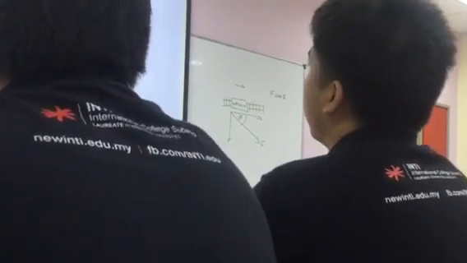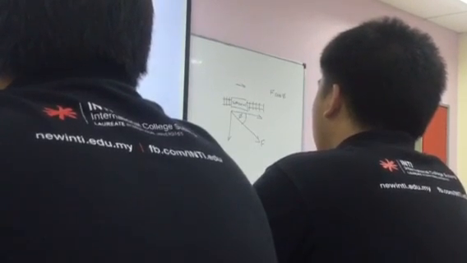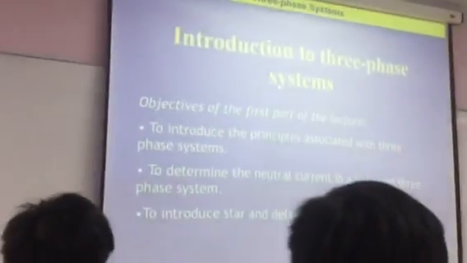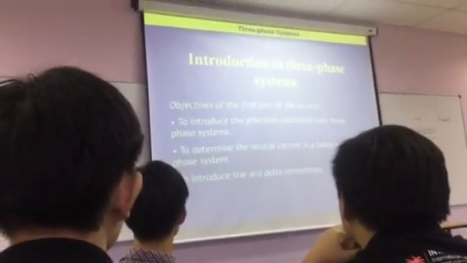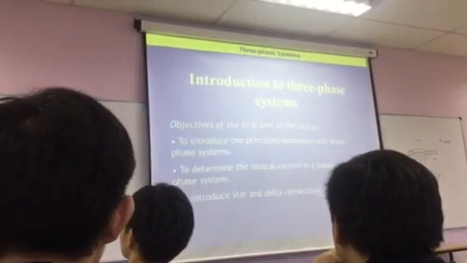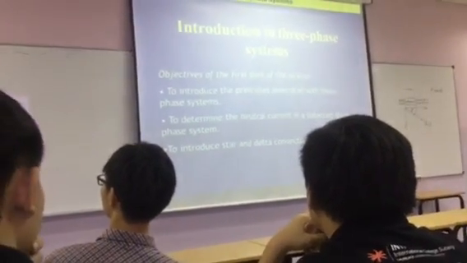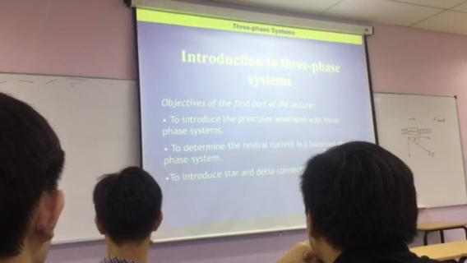Right, so what I would like to do today is to introduce you to three-phase systems. The objective of the first part of this talk is to introduce the principles, determine the neutral current in a balanced three-phase system, and introduce star and delta connections. Star can also be called Y connection. You might see it as a Y connection because it looks like the letter Y. So, should be easy, I hope.